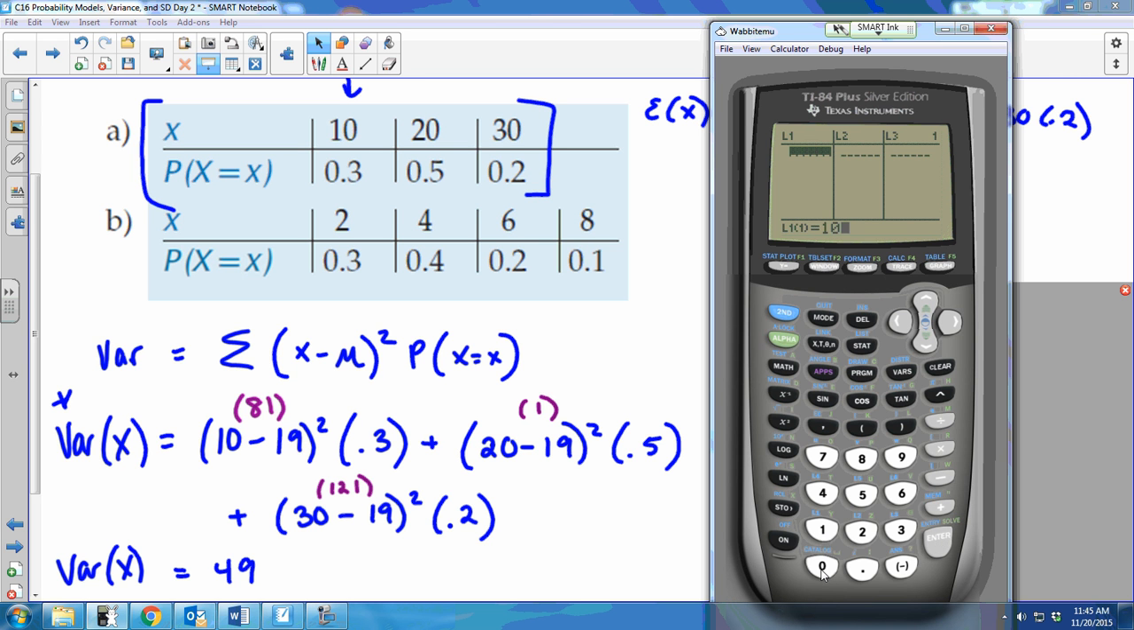So 10, 20, 30. And that was 0.3, 0.5, 0.2. Just make sure the probabilities that go with the right outcomes are next to each other. That's going to be important.